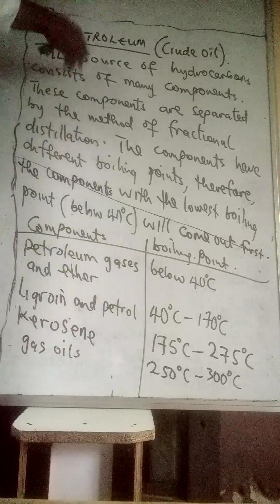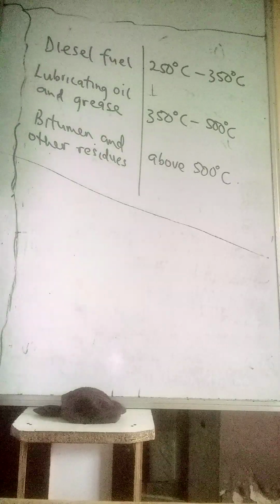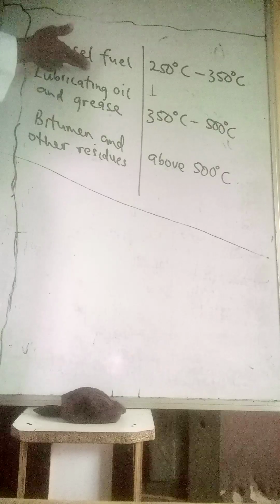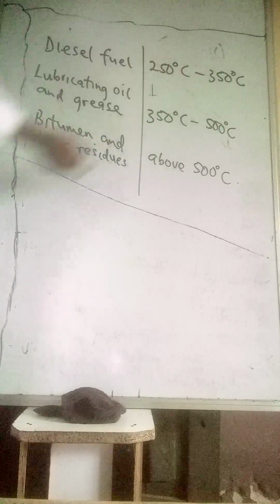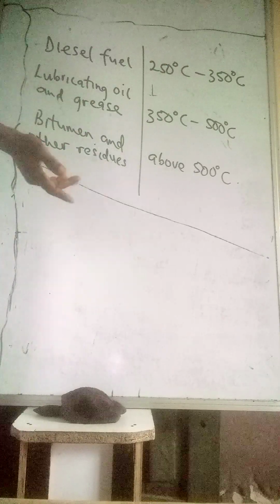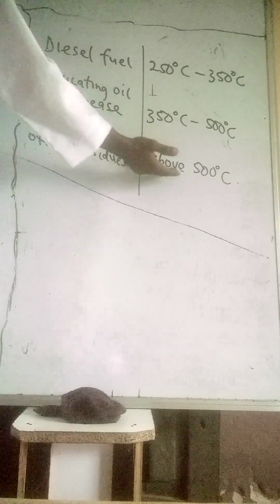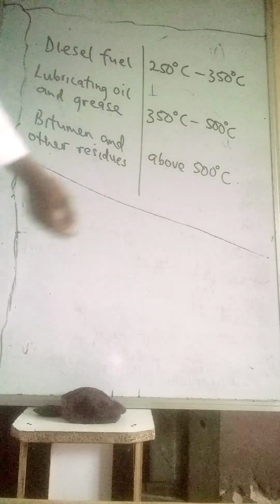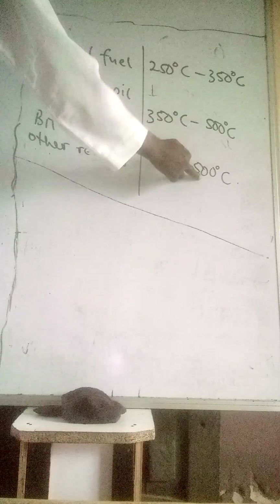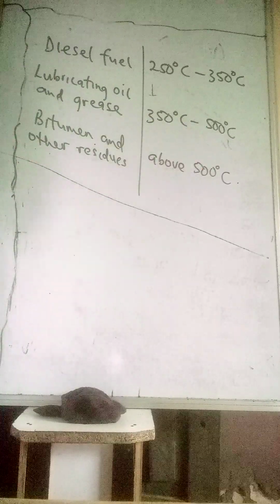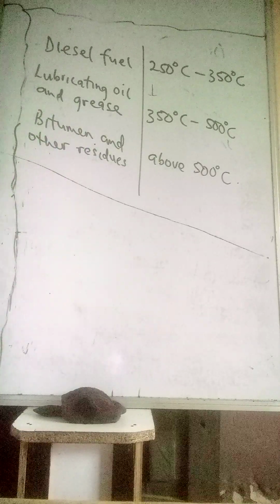So let me show the remaining ones up here. Diesel fuel. When you hear diesel, that one will come out within this temperature. So the last one, the one that comes out last, is bitumen and other residues. Bitumen comes out when the temperature is above 500. That means this one will not reach its boiling point until the temperature is above 500 degrees Celsius. So that will be the end of this part of hydrocarbon. This is an introduction to hydrocarbon.